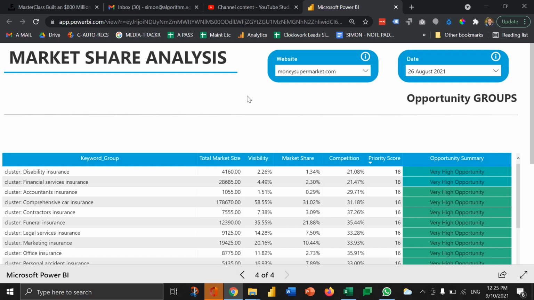So that's a quick introduction to the market share analysis. This is just a sample analysis based on the UK insurance market. We can perform one of these analyses on any sector, any topics or any subtopics.